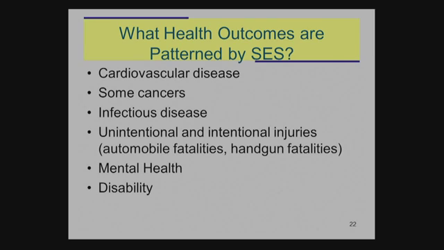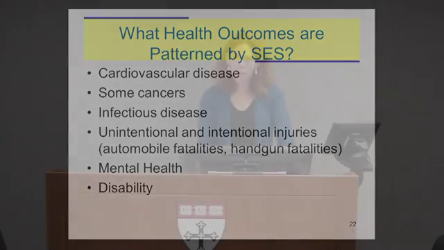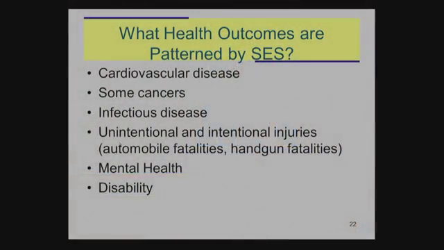So what are some of the health outcomes that are patterned by SES? Cardiovascular diseases, some cancers, not all cancers, but many cancers, infectious diseases, not in all contexts, but in many contexts, and many diseases. Unintentional and intentional injuries show socioeconomic patterns. Mental health, a whole range of mental health outcomes, including very common mental health disorders such as depression. And disability and quality of life outcomes show pretty consistent patterns by socioeconomic status. And it's not just any pattern, it's particularly that people with high socioeconomic status have better health and people with low socioeconomic status have worse health. So that's the particular pattern.